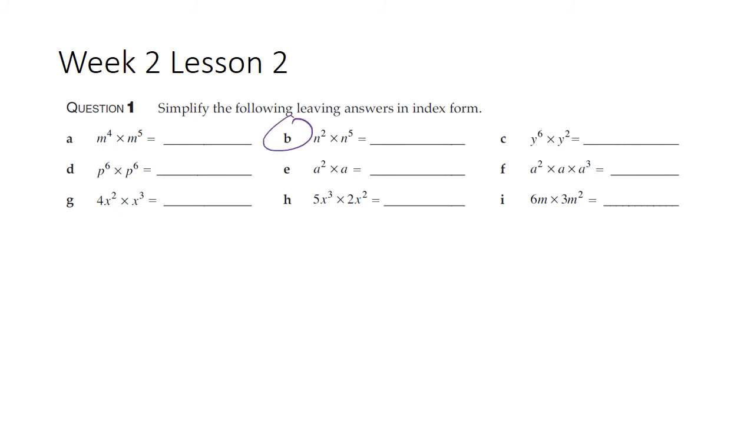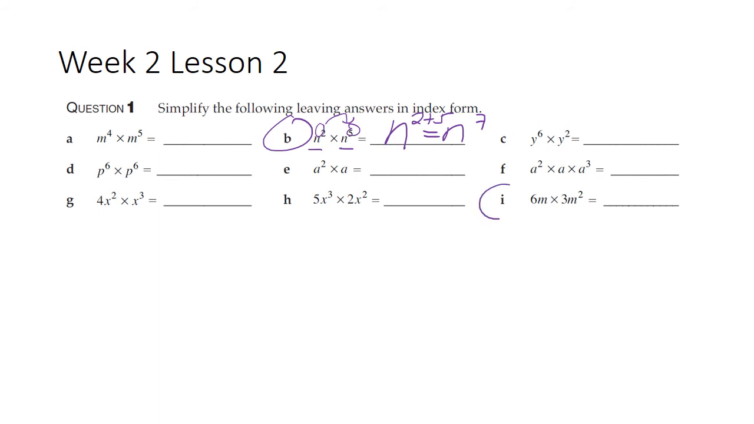N to the power of 2 times n to the power of 5. Which rule will we use? We're going to use the first one. Same base, you multiply them together, you just add the powers. So it will become n to the power of 2 plus 5, which is n to the power of 7.